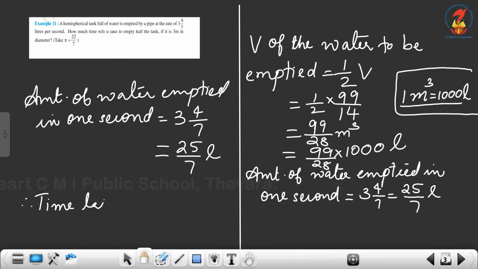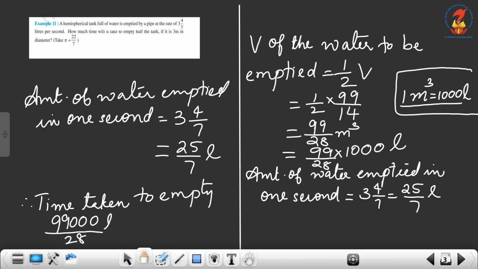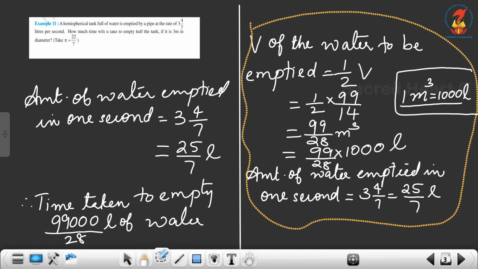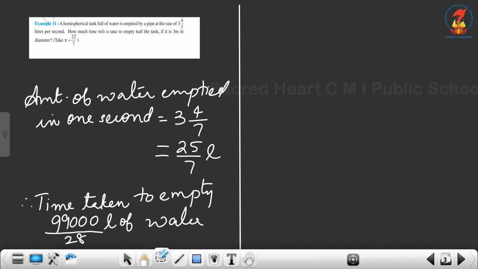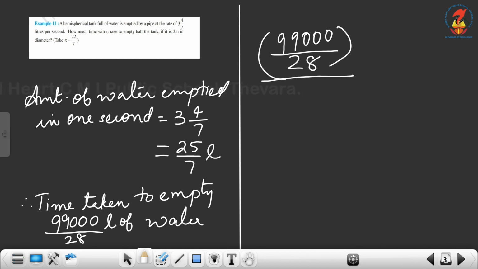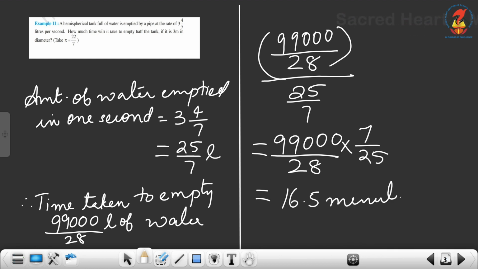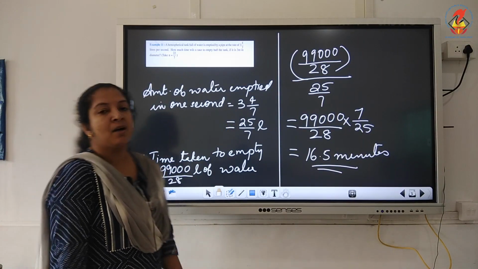Therefore, time taken to empty 99,000 divided by 28 liters of water is equal to 99,000 divided by 28 whole divided by 25 by 7, which is equal to 99,000 divided by 28 into 7 by 25, which is equal to 16.5 minutes, which you can find. This is also an example question.